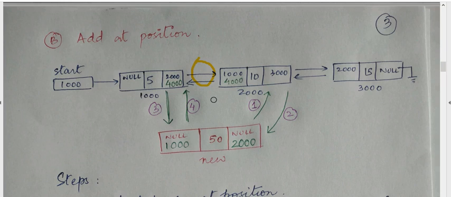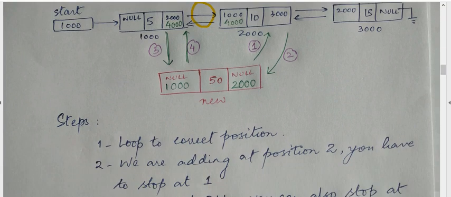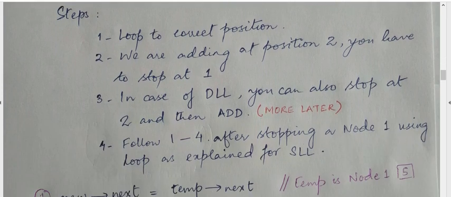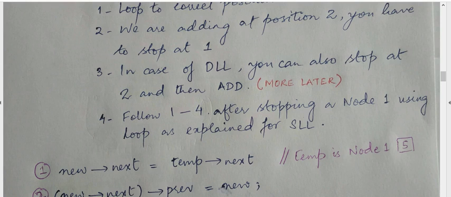So again, to add at a position, you have to be one before the position you want to add. But in case of doubly linked list, you have a little more flexibility in that. We'll see that in a while. So what are the steps to add at an intermediate position? You loop to the correct position. You have to write the traversal loop with the position, and you have to stop, for now, one before the position where you want to insert. Since we are adding at position 2, you have to stop at position 1. In case of doubly linked list, you can also stop at 2 and then add. We'll see how we do that.